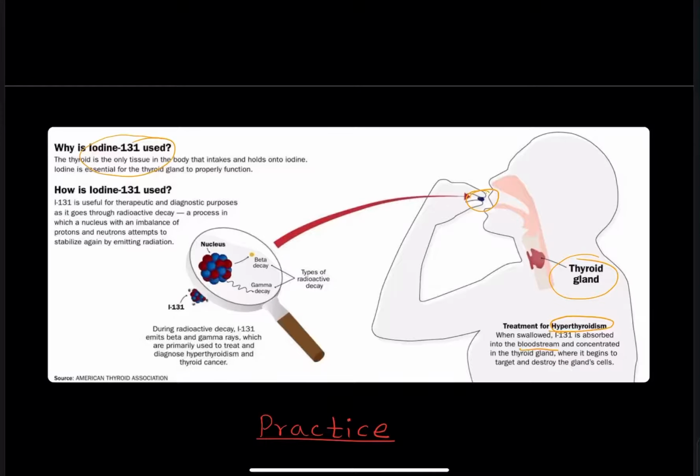So that's why radioactive decay is pretty important. It gives you an idea about how we can target certain things, and it can be beneficial in therapeutic or diagnostic areas. You don't need to know anything more about this. But remember, this is a decay process, and it releases some kind of radiation, energy, or particle, and you need to be aware of those things. Let's do some practice.